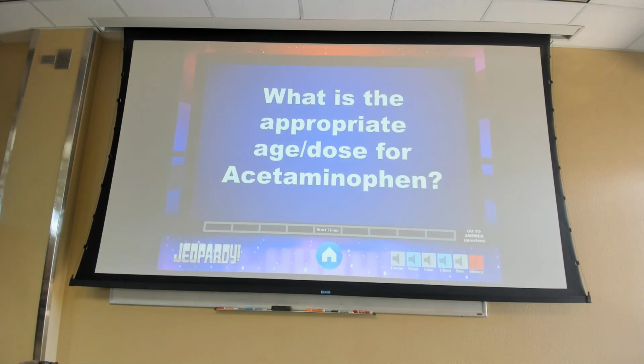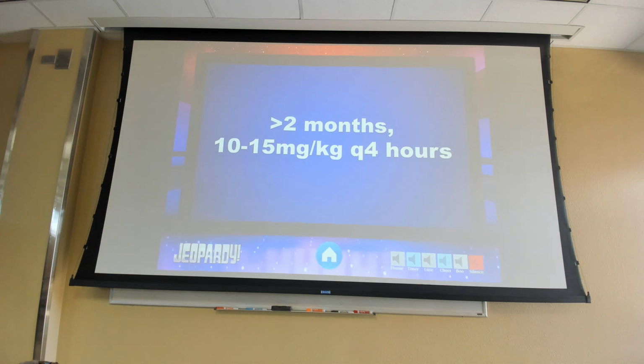Last but not least, what is your appropriate age and dose for Tylenol? 2 months and older? 10 to 15 mg per kg. How many hours? 4 to 6 hours. So no fewer than 4.